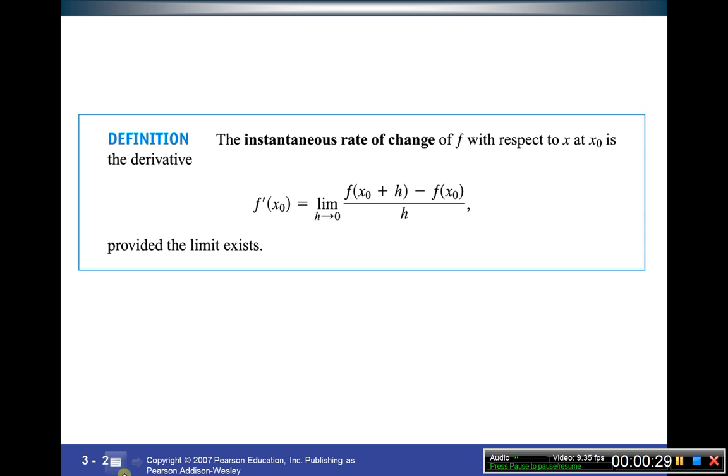You have already been introduced to the concept of the instantaneous rate of change of a function with respect to x at a point. It's simply that the derivative at a point x naught is equal to the limit of f of x naught plus h minus f of x naught, all divided by h, as h goes to 0, provided the limit exists.